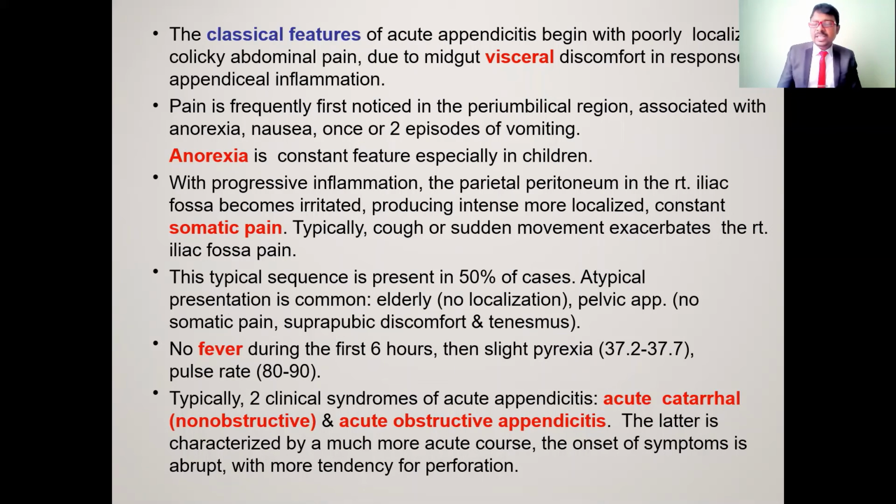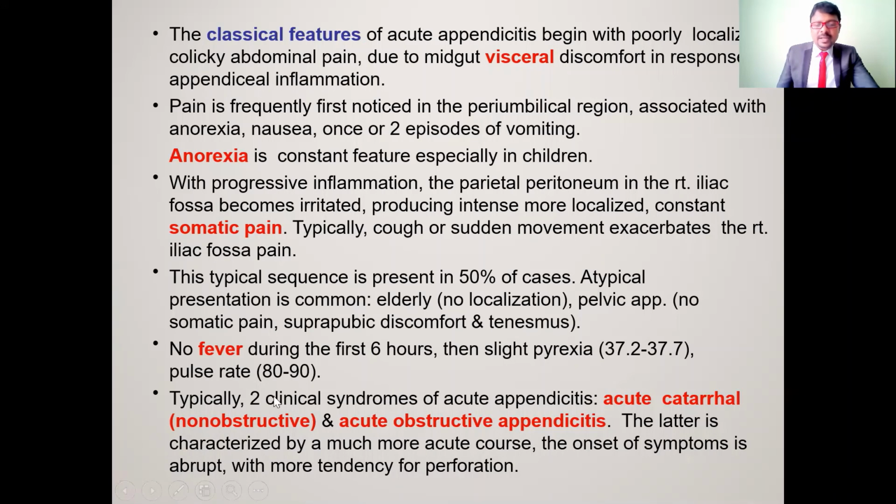In the elderly there is no localization, and pelvic appendicitis gives no somatic pain, but suprapubic discomfort. We find these features in the abdomen, especially in elderly people and in pelvic appendicitis. There is no fever during the first 6 hours, but slight pyrexia happens after 6 hours, so the temperature may increase. The pulse rate also increases to 80 to 90 beats per minute.